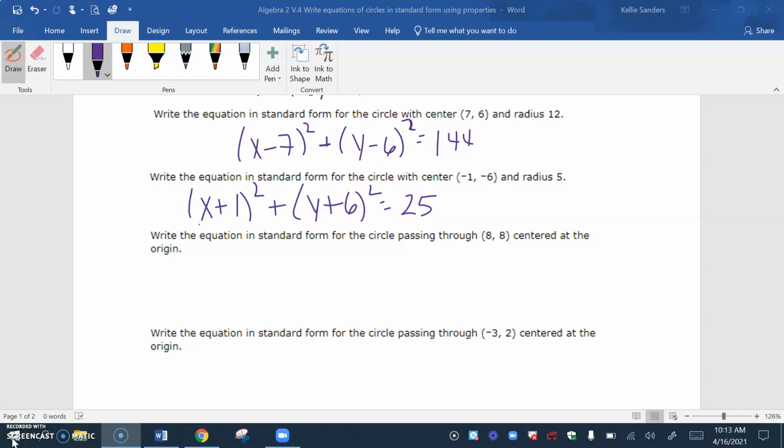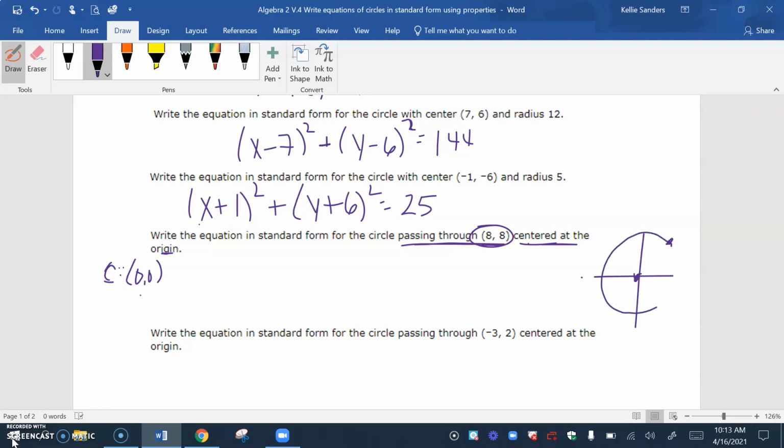Write this equation in standard form for the circle passing through 8, 8 and centered at the origin. So we have the center is at 0, 0, but what does this 8, 8 mean? If our center's at 0, 0 and it passes through 8, 8, then that circle is going to look like that, basically. Now, did we really need to know that? Probably not. I was just trying to give you a little bit of extra information. We're going to deal with the 8, 8 in just a second.